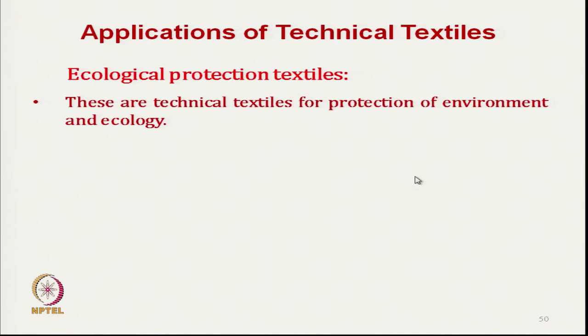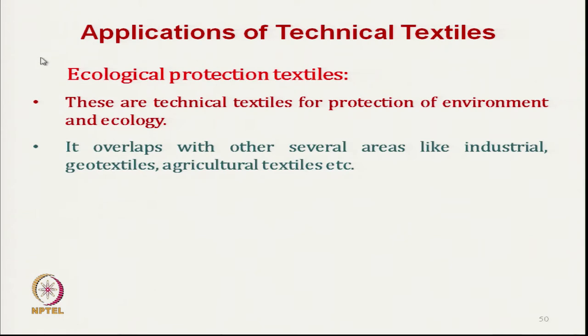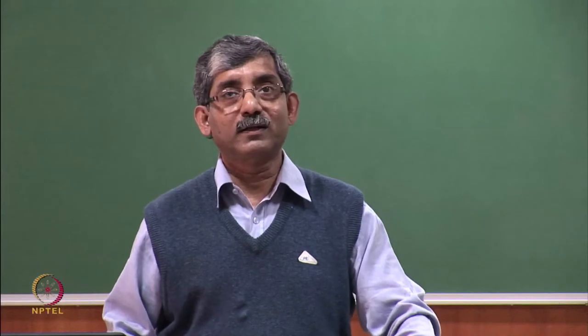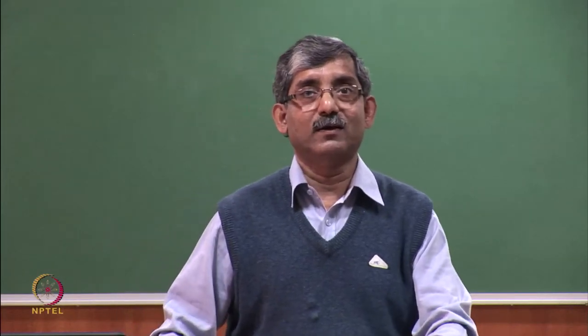Ecological protection is also one area where technical textiles are important. These are used for protection of environment and ecology. In fact, this area overlaps many other areas like industrial textiles, geotextiles, agricultural textiles. So, if we see industrial textiles like filter fabric, it is coming under ecological protection. Geotextiles, if we protect the soil, we are actually protecting the ecology. So, like that it is overlapping.